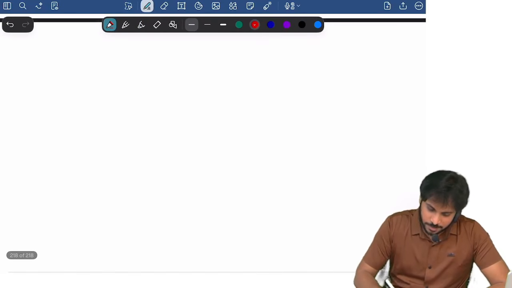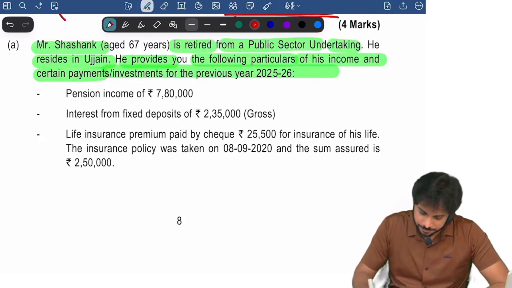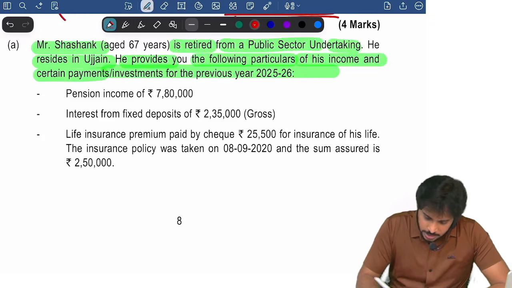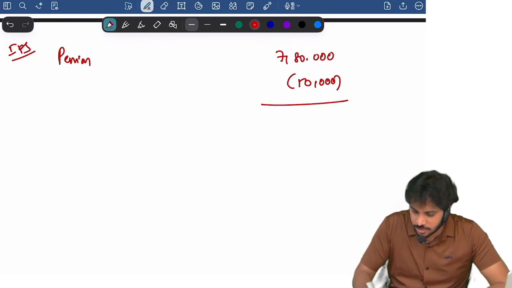Look at the pension income. How much is the pension? This is income from salary. It is 7,80,000. Then interest on FD, that I will look at later. Standard deduction 50,000. Therefore, salary income is 7,30,000.